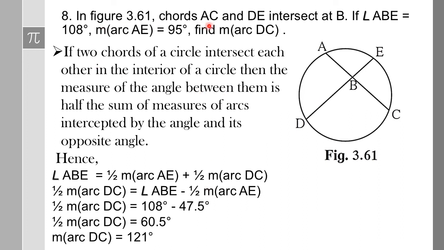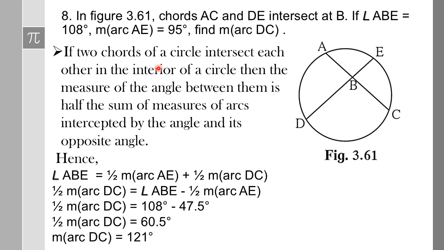Now for the same question, here you have angle ABE given, and AE is given as 95 degrees. We need to find this arc DC. In the seventh question, the two chords were intersecting in the exterior of the circle, so there the property was half of the difference between the measures of the two arcs. But now the chords are intersecting in the interior, that means inside the circle. So here you take half the sum of the measures of the arcs intercepted by the angle.